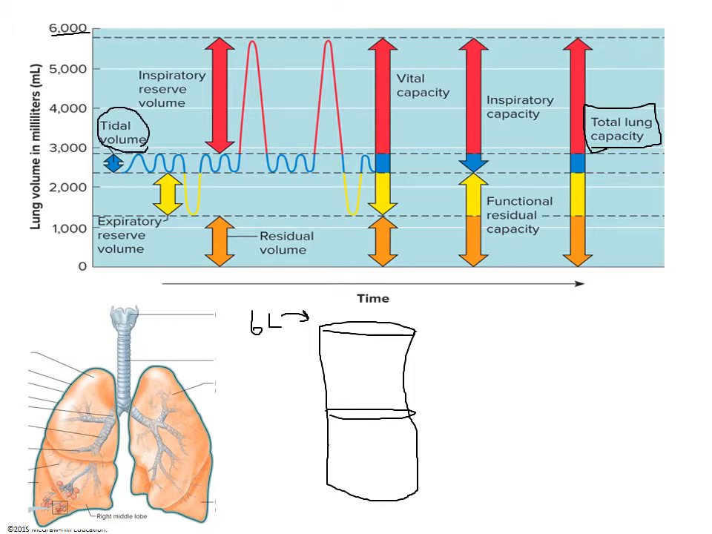Tidal volume, which is going to be, on average, 500 milliliters, or half of a liter, is normal breathing. That is a normal respiratory cycle. 500 milliliters is going to come and go in this container. And so this little line here, dividing where there is air and where there is no air, is going to rise and fall as I breathe by 500 milliliters. And that's called tidal volume.